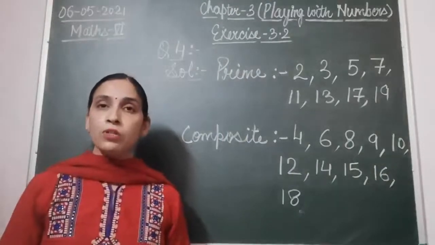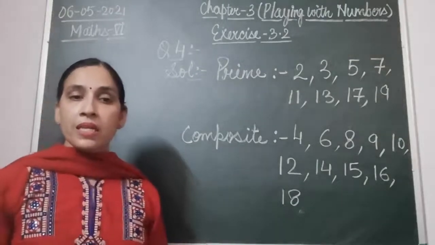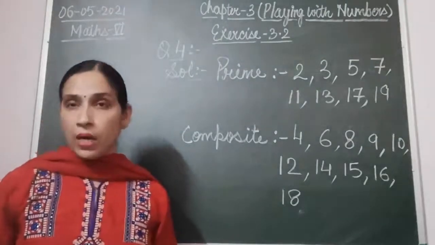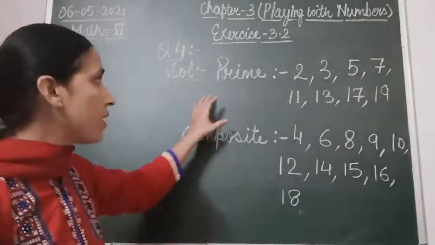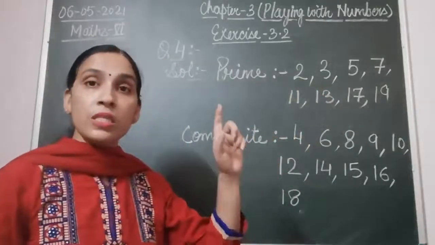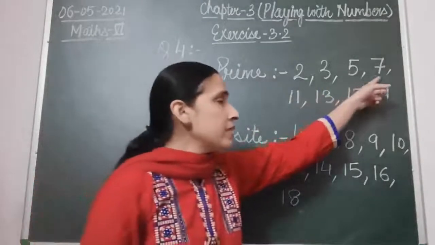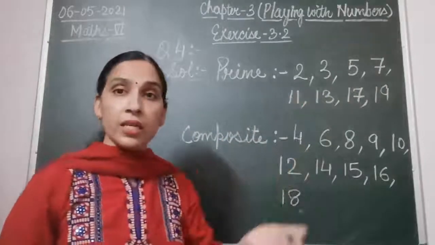Now we'll come to the next question, number 5. Question number 5 says, what is the greatest prime number between 1 and 10? Now the answer of this question is here only. The greatest prime number which is less than 10 is 7, since after 7 you will be getting 11 which is more than 10.